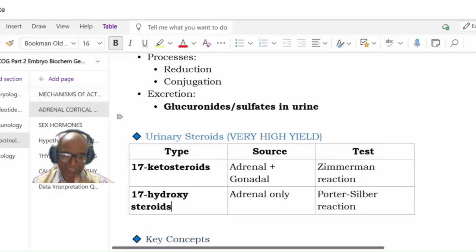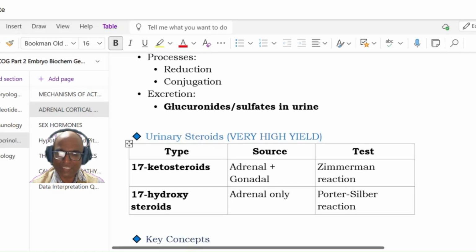Now the urinary steroids. They are excreted in two forms. One is 17 ketosteroids and the second one is 17 hydroxysteroids. These 17 ketosteroids are products from the adrenal plus gonadal, mainly the androgens. The test for detection of these 17 ketosteroids is the Zimmermann reaction. It gives the purple color.